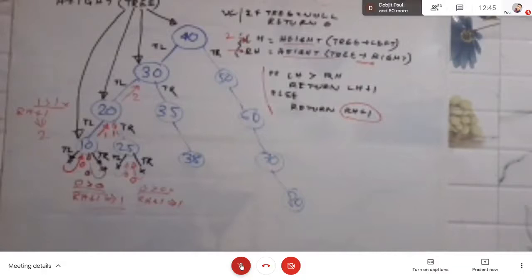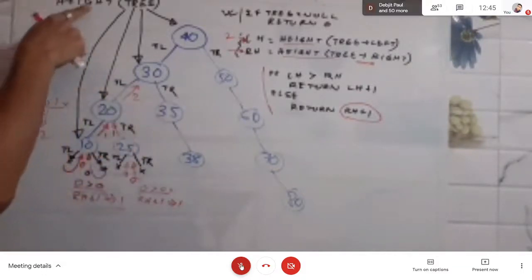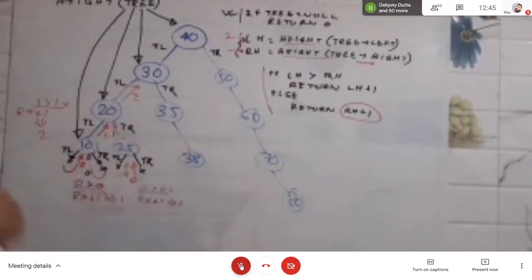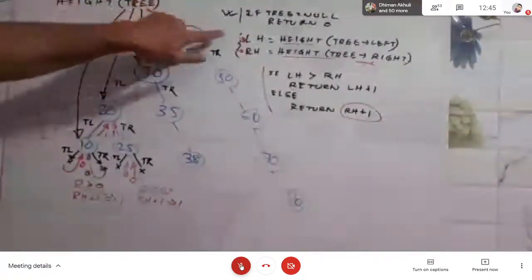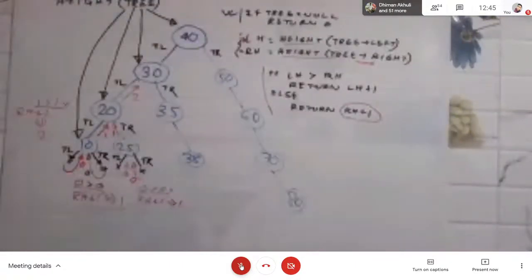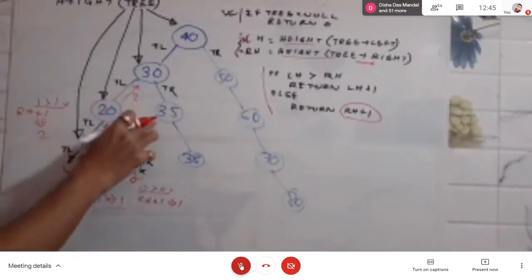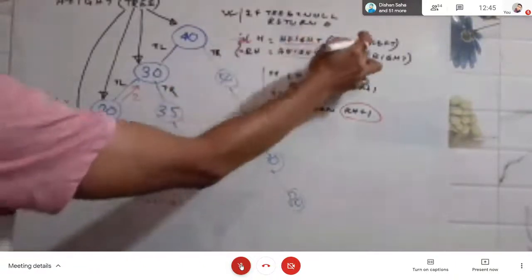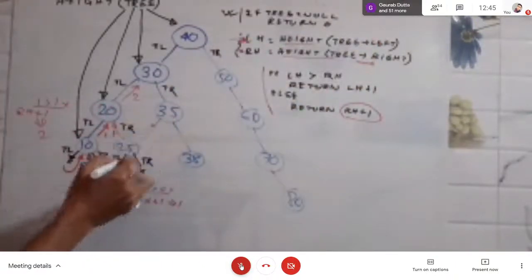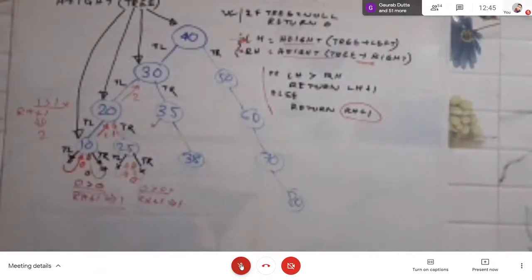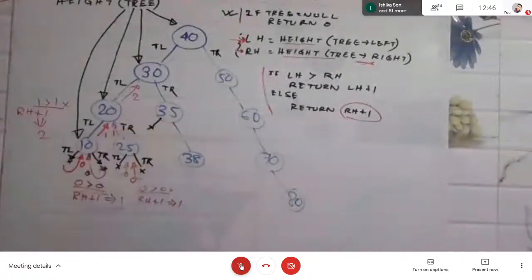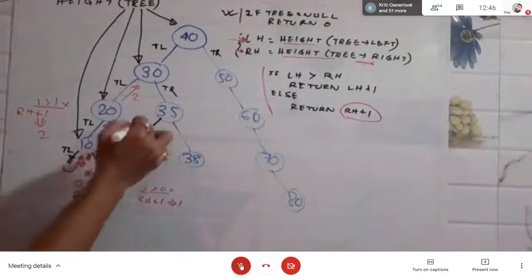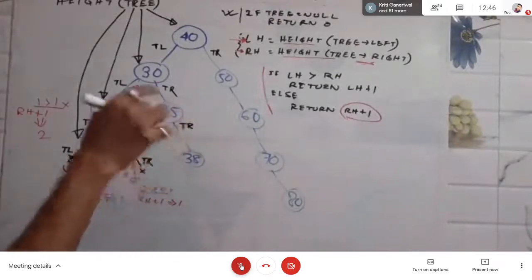So again, it will call the function height. Now the tree is 35. Again, you can see that 35 is not equal to null, so it will execute these two lines, LH and RH, both calling this height function. So sitting at 35, it will call this height of tree left. Now tree left is null, because it has no child in this case. It will call TR later, not now.